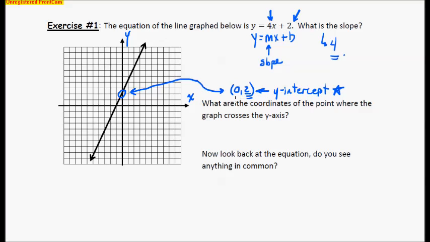Now at the y-intercept, the x value is always going to be 0, because you're right on the y-axis. So that x value is always going to be 0. So sometimes they will say the y-intercept is 2. They'll abbreviate it, I guess you could call that. They'll say the y-intercept of this line is just 2, and actually they should be saying the whole coordinate of the y-intercept is 0, comma 2.